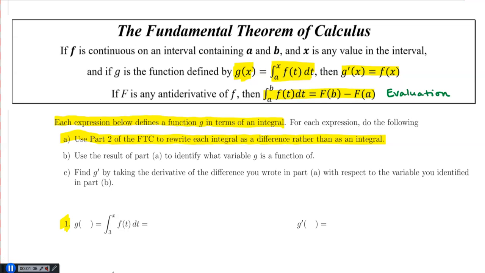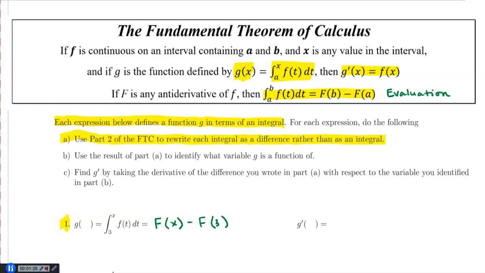Here we have the integral from 3 to x of little f of t dt, and the evaluation part of the fundamental theorem tells us that we can rewrite that as big F, the antiderivative of little f, of the upper limit of integration x minus big F of the lower limit of integration 3.